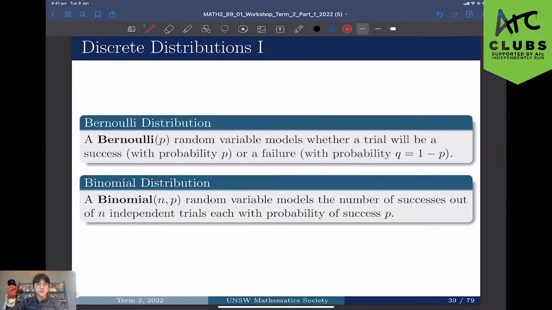So the Bernoulli distribution is where there are random models of whether a trial will be a success or a failure. So a Bernoulli variable is going to model whether there's a success or a failure. And a binomial distribution is when you have n Bernoulli trials with success probability P.